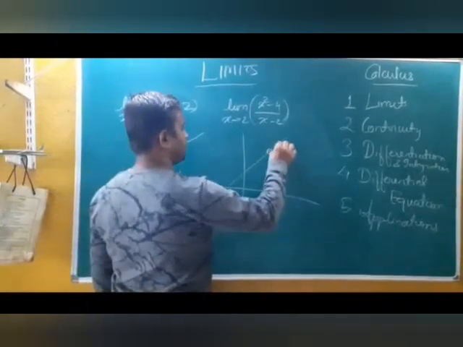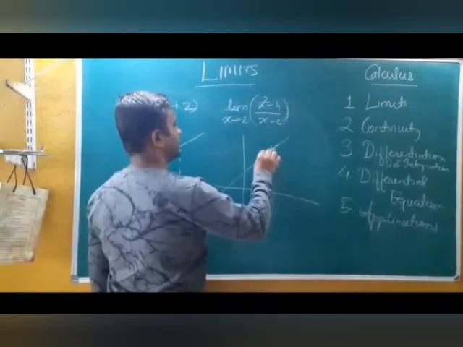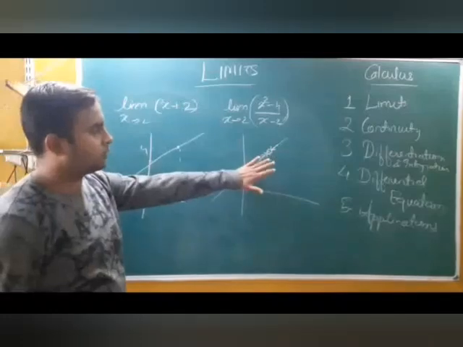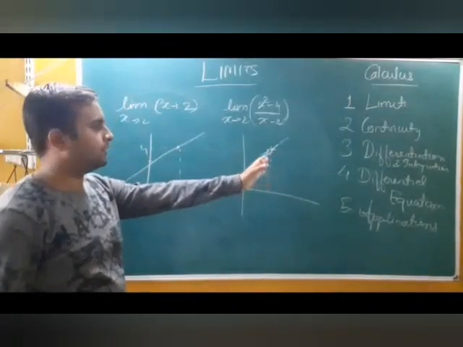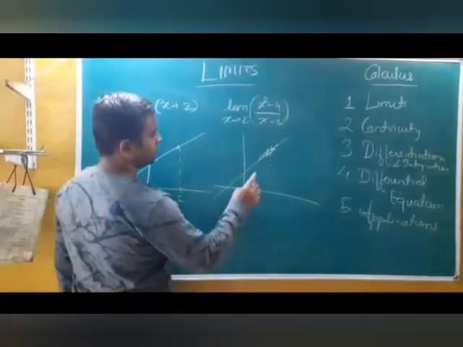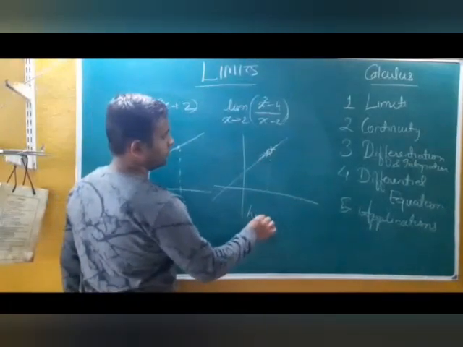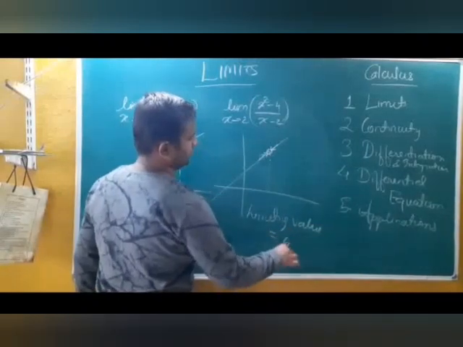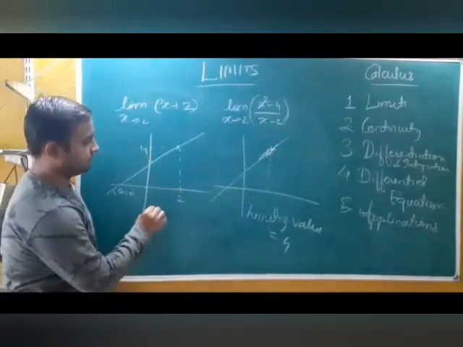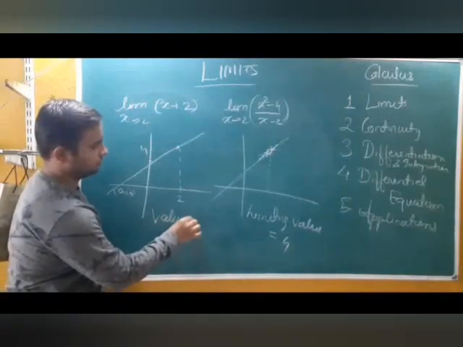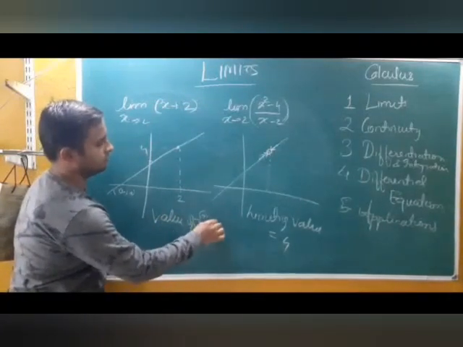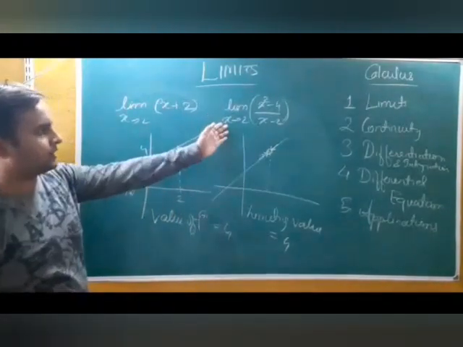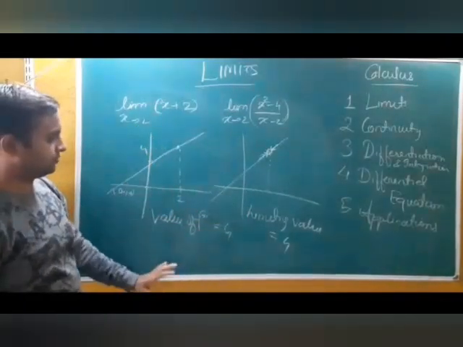But when we are approaching from the right hand side and the left hand side, the value will be approaching very close to 4 or nearly equal to 4, and hence we say the limiting value of this function is 4, whereas in this case the value of function is 4. Got my point? So these are the two different things. Limit will give you the limiting value and function will give you the functional value.